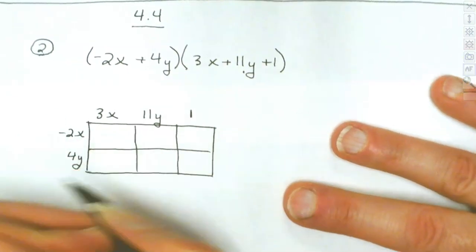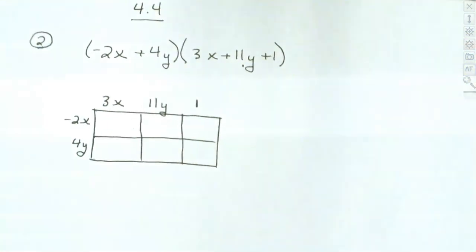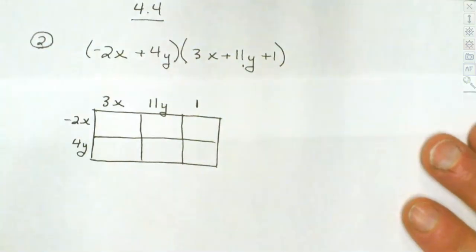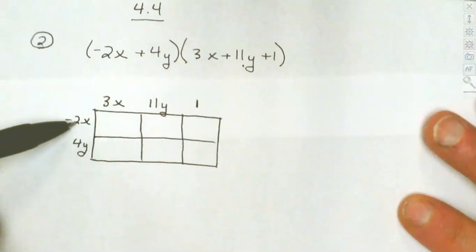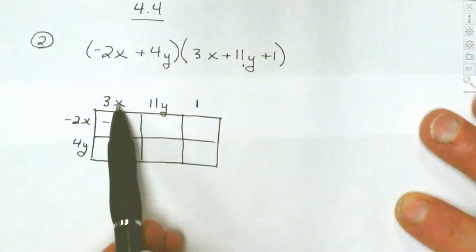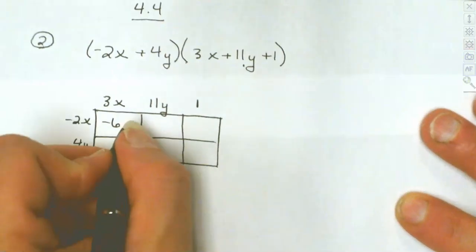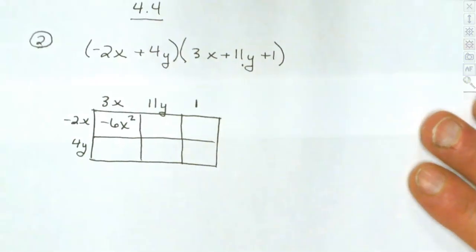We make our box. And how do we fill in the box? We multiply. So the box gets filled in by multiplying. 3 times a negative 2 is a negative 6. And x and another x makes it x squared. So that's a minus 6x squared there.